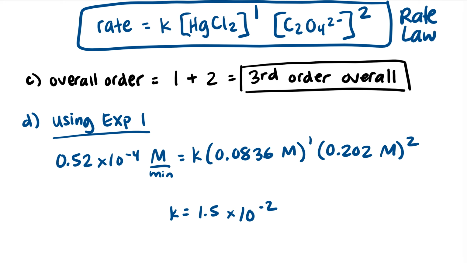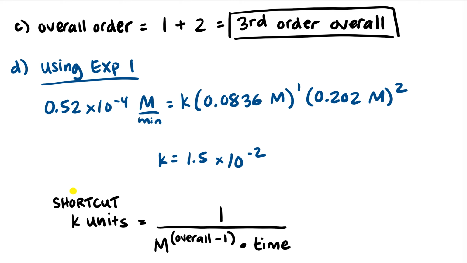Now we always have to include units on the rate constant. This is a classic exam question. We always ask you what is the unit on k. And so remember, there's a very quick little shortcut, which I'll write here off to the side. All right, so our shortcut for determining the units on k is always going to be 1 divided by molarity, with that capital M, where the exponent on molarity is the overall order of the reaction minus 1, and then times the unit of time for that given reaction.